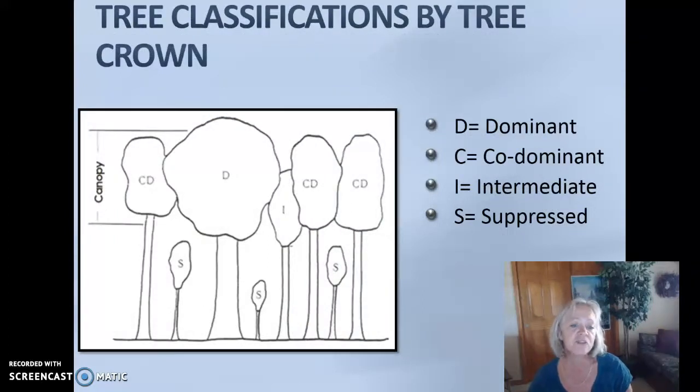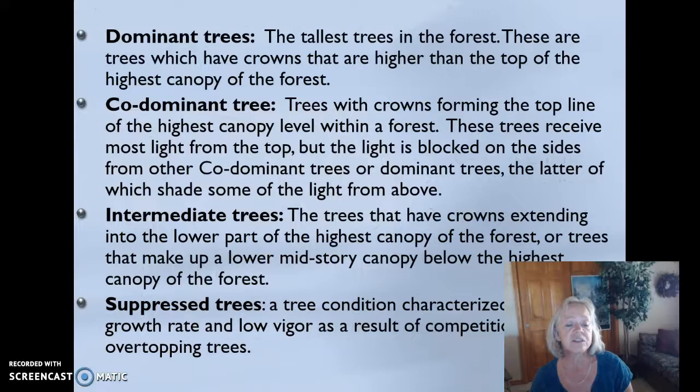Tree classification by crown is dominant, which shows this as the dominant tree, codominant, intermediate, and suppressed. And those definitions are: dominant, the tallest tree; codominant, trees receiving most light from the top but blocked on the sides; intermediate, crowns extending into the lower part of the canopy; and suppressed trees have a low growth rate and low vigor as a result of competition.